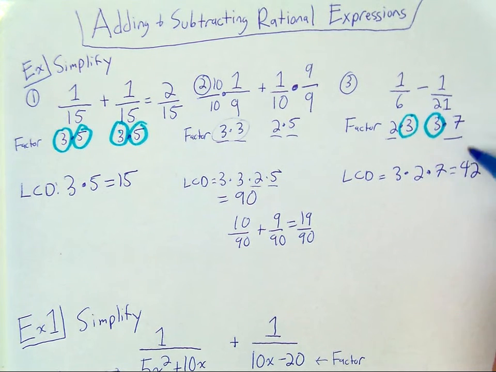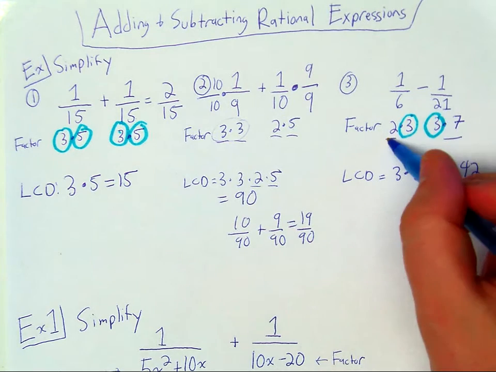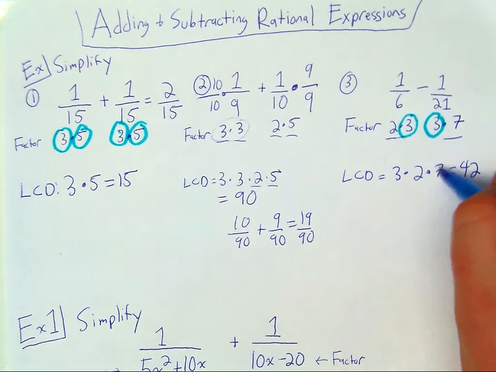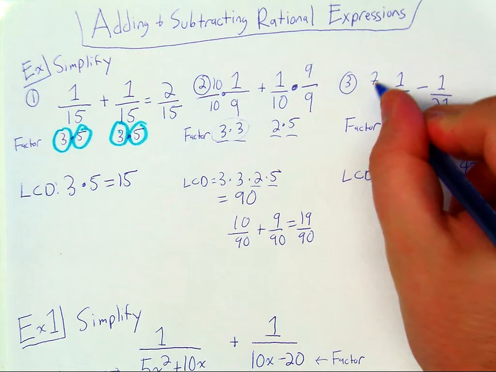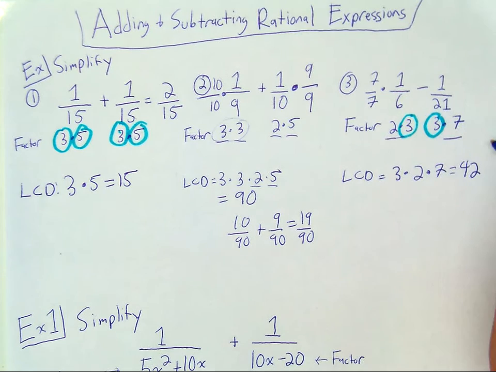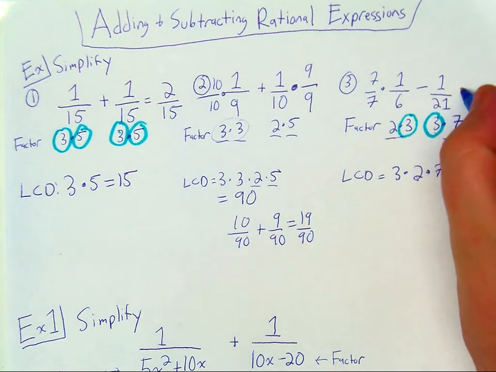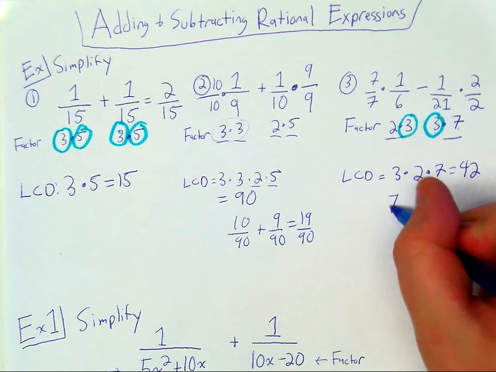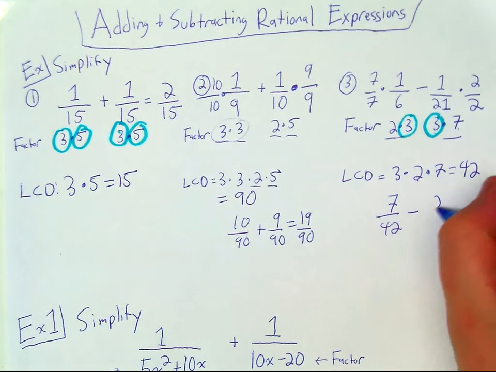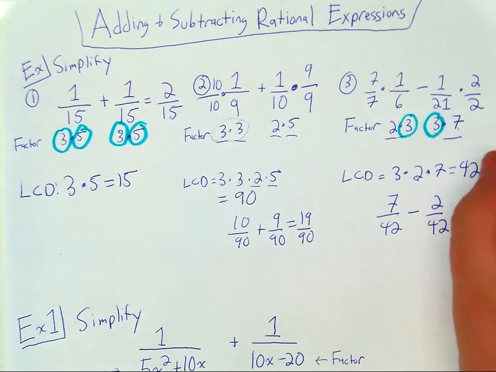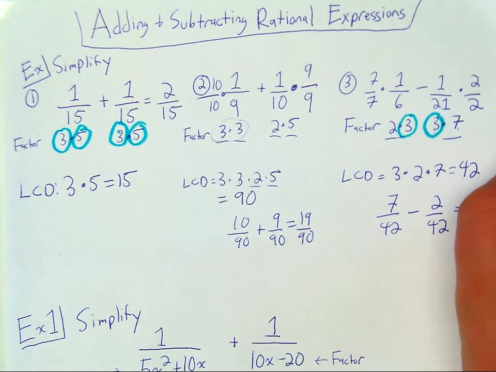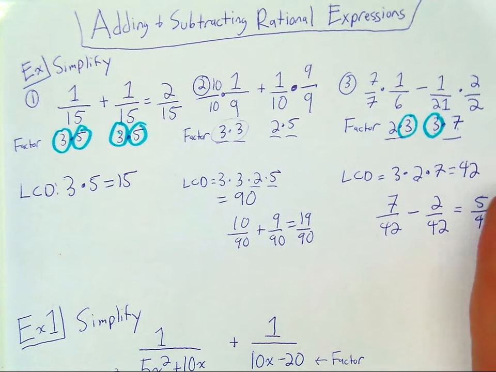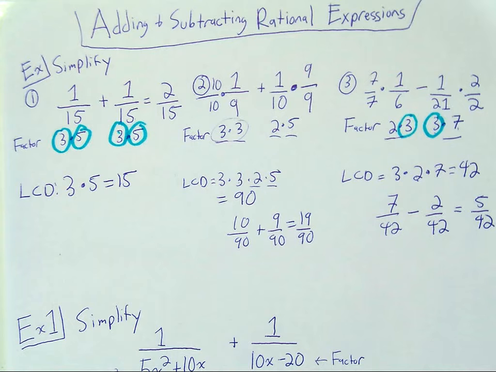To figure out what I need to multiply to get to 42, this first denominator has the 2 and the 3, but it doesn't have the 7, so I need to multiply the numerator and the denominator by 7. Over here, we have a 3 and a 7, but we don't have the 2. So I multiply numerator and denominator by 2. That's going to give me 7 over 42 minus 2 over 42, and then I can combine the numerators, which is 5 over 42.